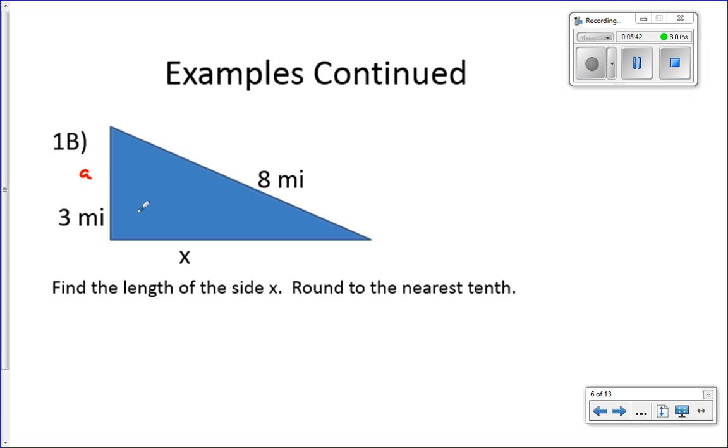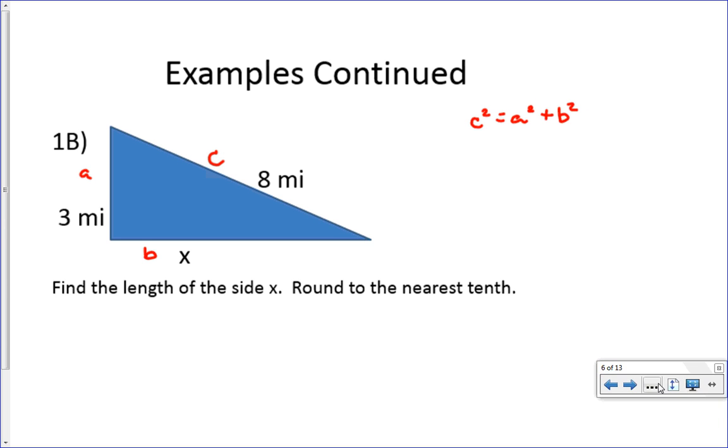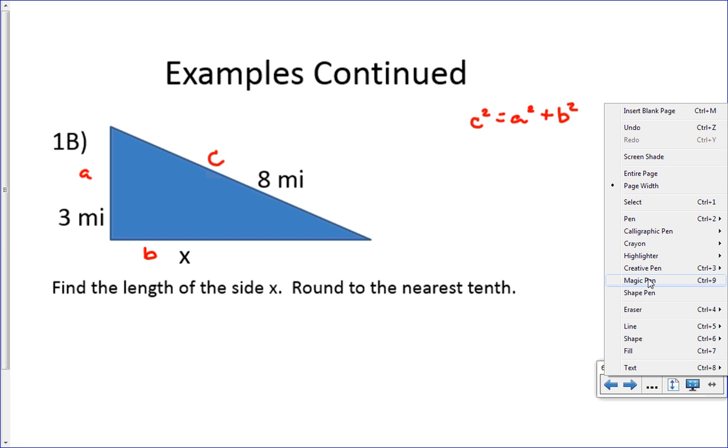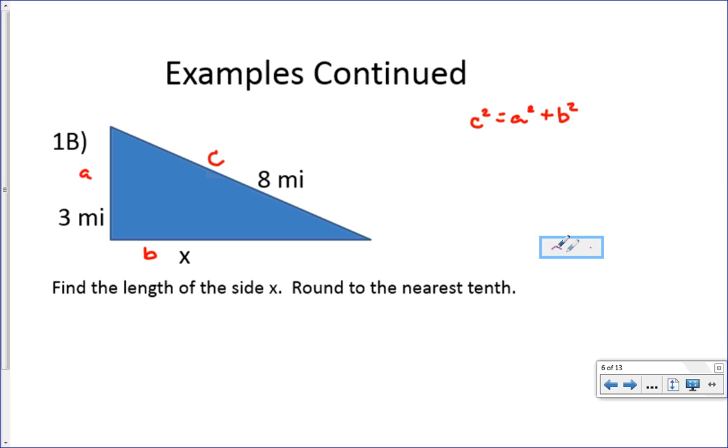We'll label each side A, B, and C. And we'll write our equation. C squared is equal to A squared plus B squared. Now, I hope that this is starting to catch on. A lot of people, after they've done a couple of problems, say, oh, well, that actually makes sense. It seems kind of simple in a lot of ways, but it's also satisfying. You seem to be able to find an answer that fits.